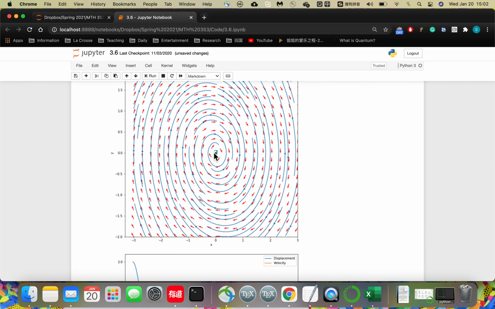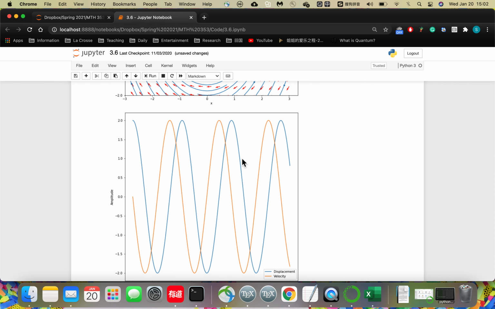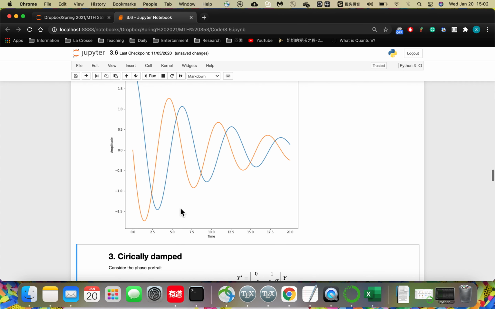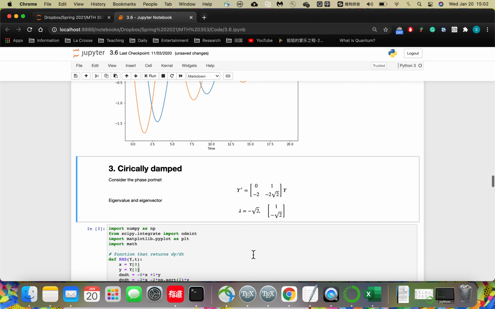Okay, now let's look at the oscillation compared to the previous one. Previously, you just oscillate. You should focus on the blue one. That's the displacement, no damping. Now it's damped a little bit, so you just keep going like this. Now critically damped.